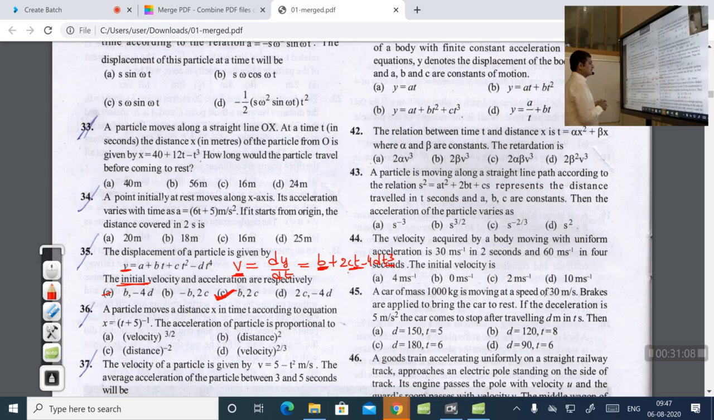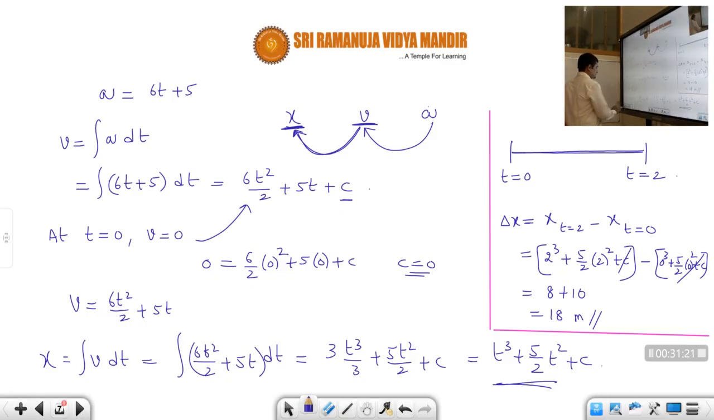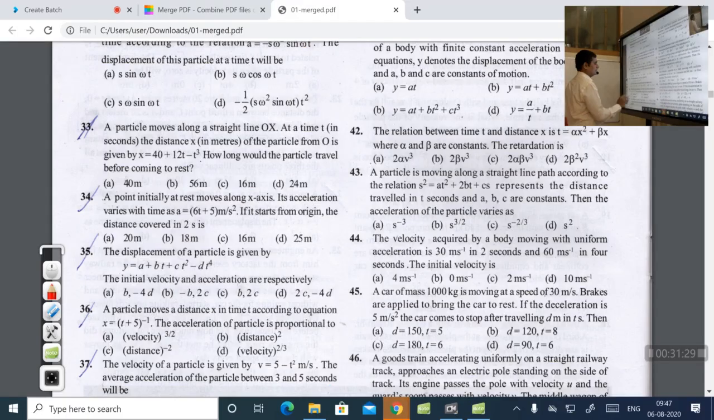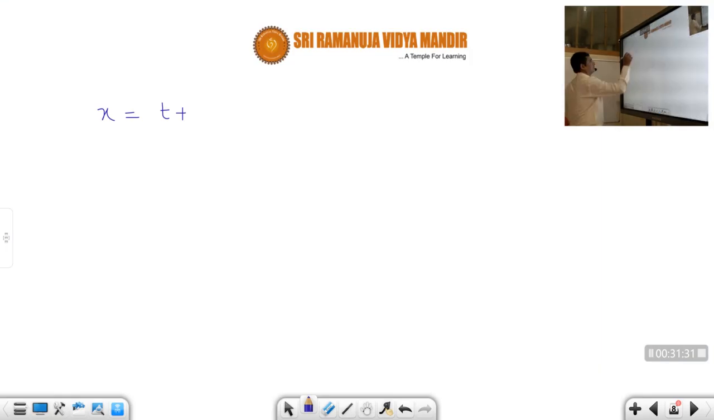A particle moves a distance x in time t according to the equation x is equal to (t plus 5) whole power minus 1. The acceleration of the particle is proportional to. Okay, students. So x is given here. x is equal to (t plus 5) whole power minus 1. Or we can also write it as x is equal to 1 by (t plus 5). Correct or not, students?